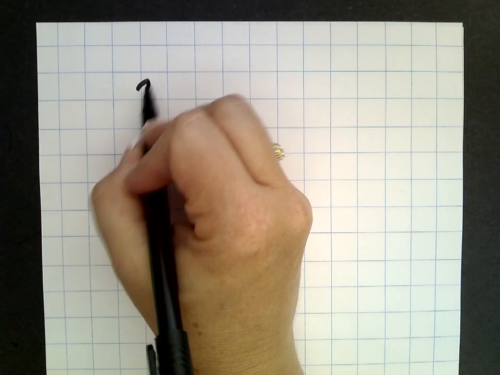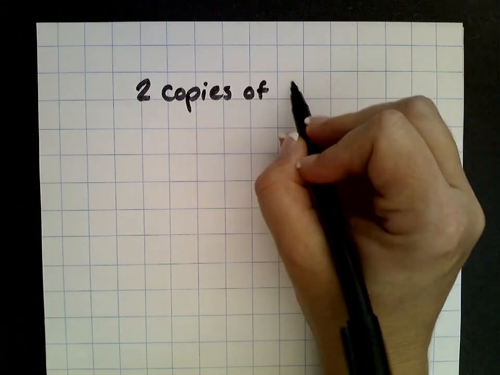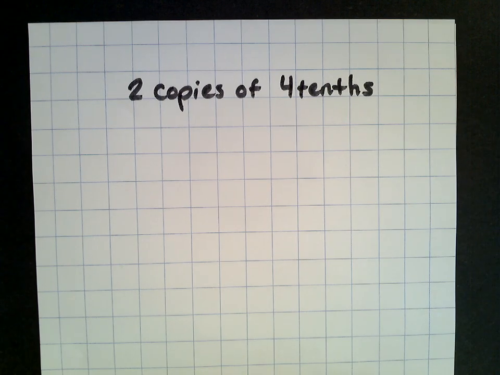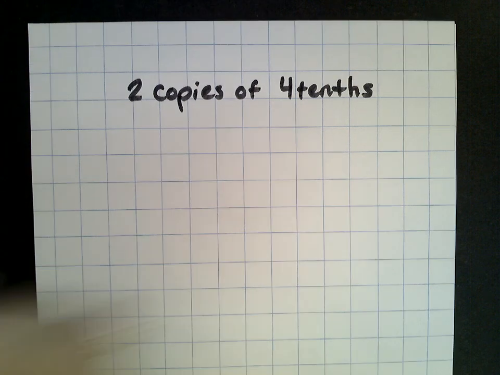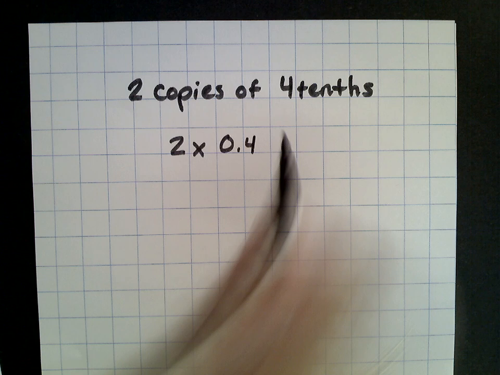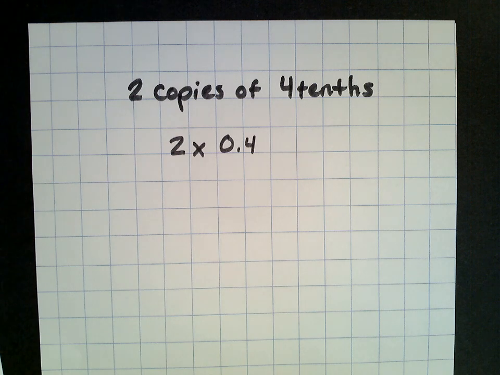So some of the problems you're going to see today look like this, where it says 2 copies of 4/10. Well, when you make a copy of something, that's like multiplying. So all they're saying here is, since you want 2 copies of it, they're saying 2 times 4/10. So you need to write that in standard form as 0.4.